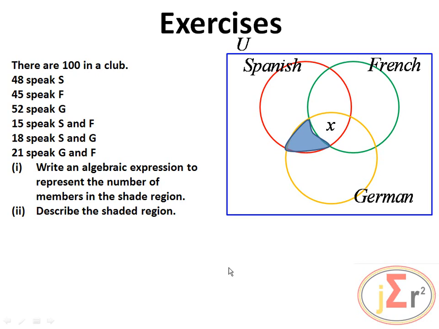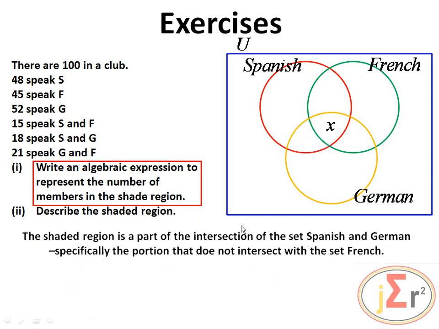Now, we are going to take a look at the part of the problem that says, write an algebraic expression to represent the number of members in the shaded region, and of course, describe the shaded region. So, that's what we are going to do first. The shaded region is a part of the intersection of the set Spanish and German. Specifically, the portion that does not intersect with the set French. So we realize that it is a part of the Spanish and German, but it does not intersect with French.